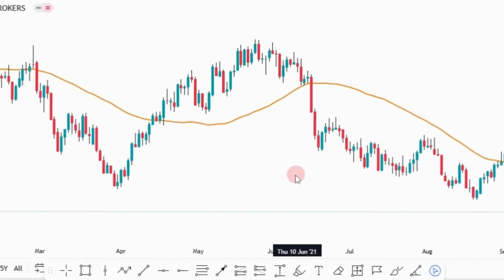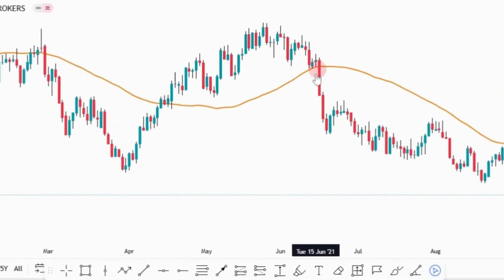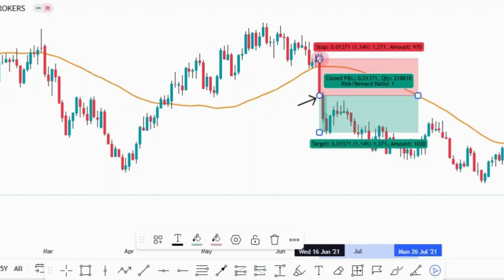Here's the opposite version for a sell setup. Price moves below the 50 moving average, followed by a bearish candle that closes clearly below it. We place a sell trade on the next candle, set the stop loss just above the confirmation candle, and target the most recent visible swing low to the left.